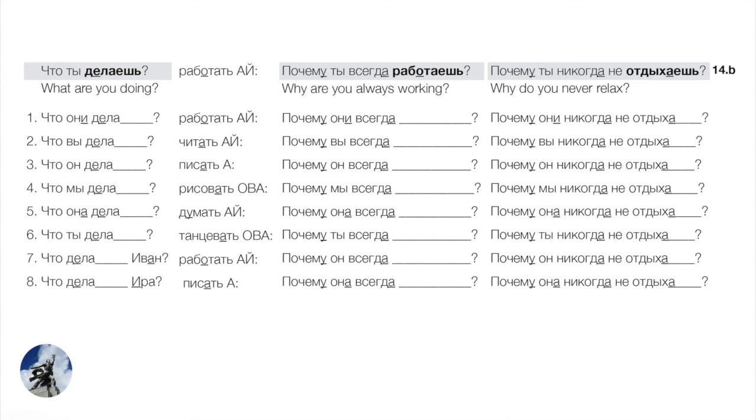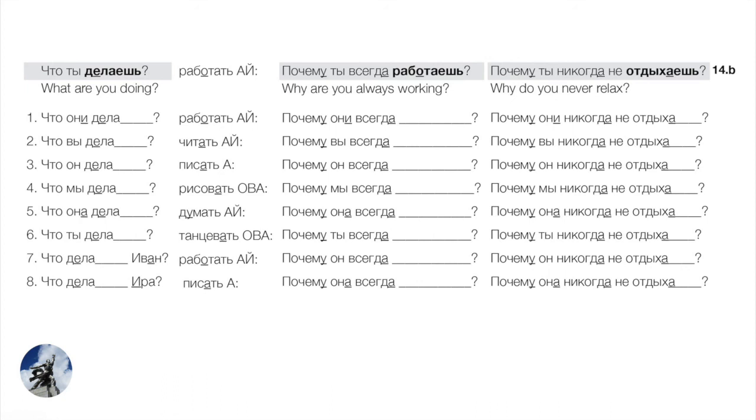Okay, number 6. Let's see. Что ты делаешь? Why are you always dancing? Почему ты всегда танцуешь? Почему ты никогда не отдыхаешь? Okay, number 7. What's Ivan doing? Что делает Иван? Что он делает? Why is he always working? Почему он всегда работает? Почему он никогда не отдыхает?